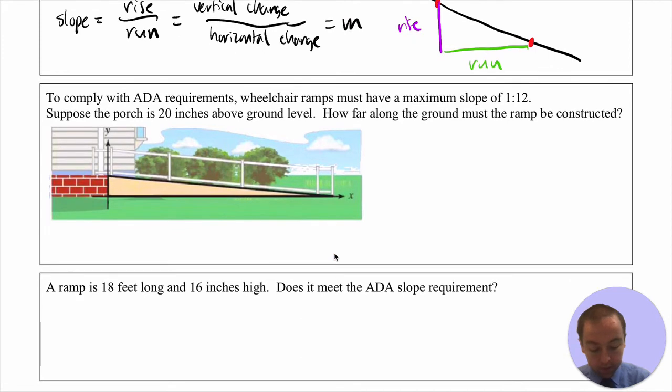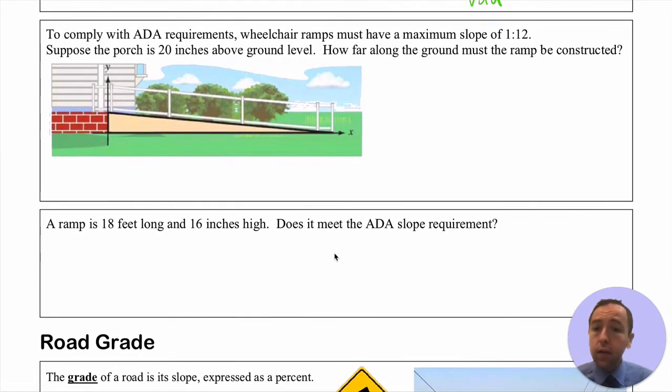So in an example here, to comply with the Americans with Disabilities Act requirements, it turns out that wheelchair ramps need to have a maximum slope of 1 to 12. So that is expressed as a ratio right there. So that's the same thing as 1 over 12. And so if we know that that's a slope, then this should correspond to the fact that you should have 1 unit of rise for every 12 units of run. And that's the maximum that the slope could be.